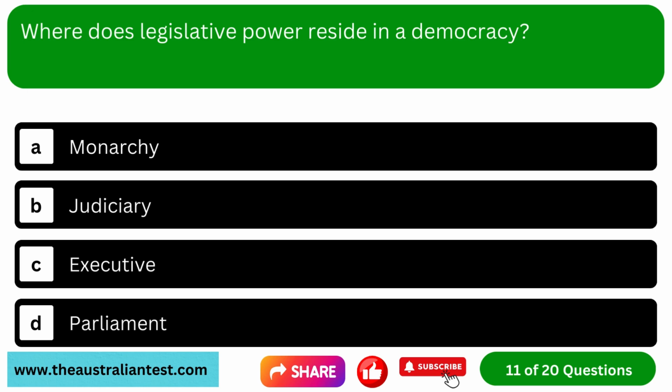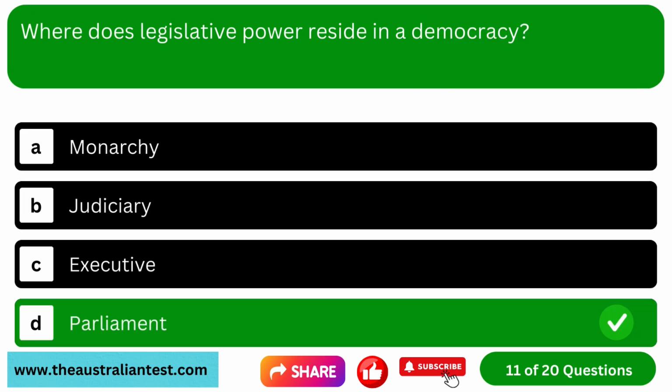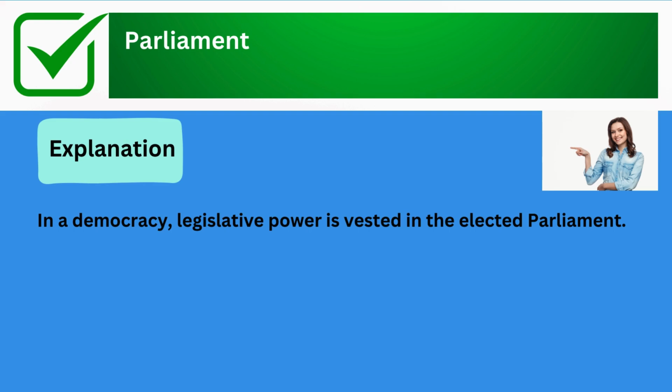Option A, monarchy. Option B, judiciary. Option C, executive. Option D, parliament. The correct answer is parliament. Explanation: in a democracy, legislative power is vested in the elected parliament.